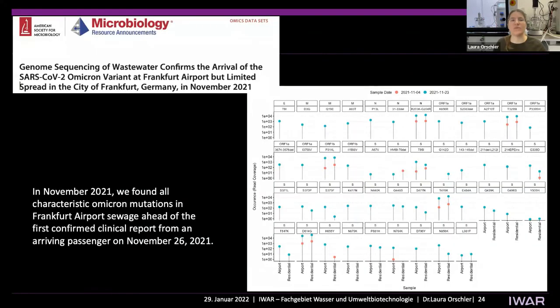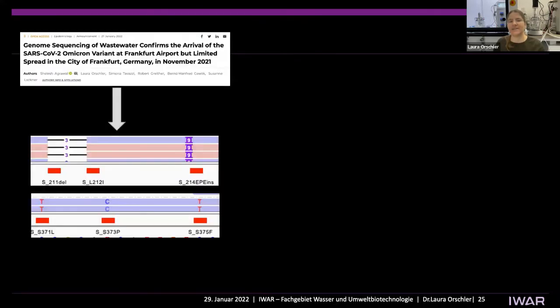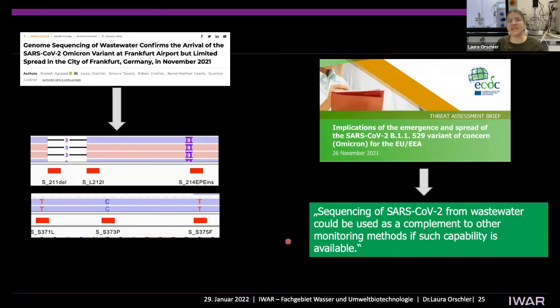And with this method, we were able to detect the Omicron variant in Germany already before the first confirmed clinical report from one passenger that flew by, and that shows how powerful this method actually is and how it could support the clinical data information. This is also what ECDC said, that we should use these sequencing methods of SARS-CoV-2 from wastewater as a complement to other monitoring methods. And this is something that we are working on, because we think it can be really helpful information to all other clinical data that we have.